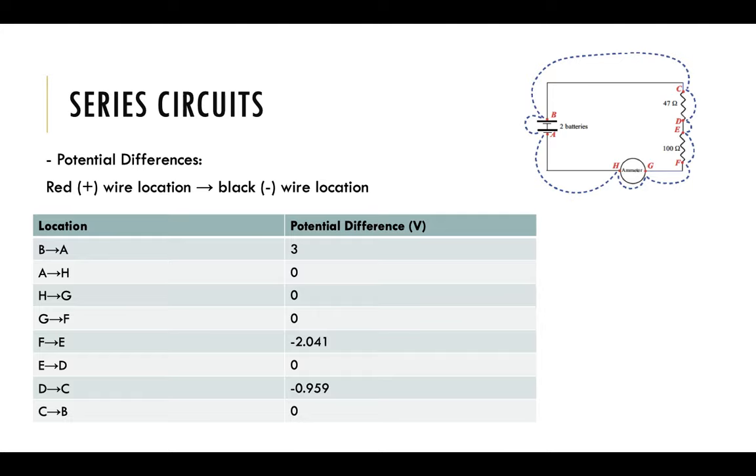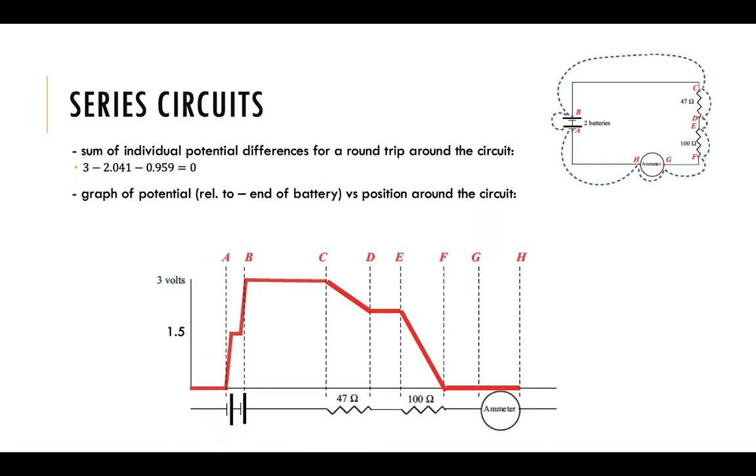Whereas from A to H, H to G, and G to F, all were 0 volts. From F to E was negative 2.041 volts, E to D 0 volts, D to C was negative 0.959 volts, and C to B was 0 volts as well. Adding all these individual potential differences up for a round trip around the circuit adds up to 0 volts. Below is the graph of the potential relative to the negative end of the battery versus the positions shown around the circuit.